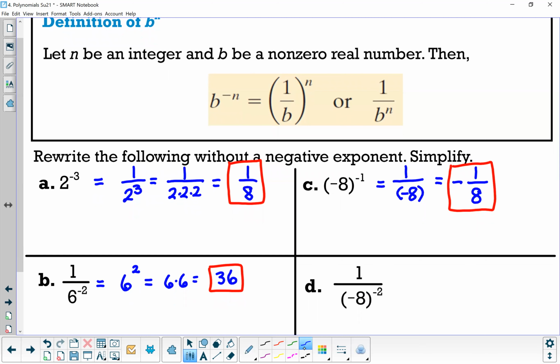All right, letter D, we have 1 over parentheses, -8, close parentheses, to the power of -2. So when we take the reciprocal, this equals parentheses, -8, close parentheses, and the exponent goes from negative to positive. Notice how the exponent changes sign, but the -8 does not. So now this is equal to -8 times -8, which is positive 64.